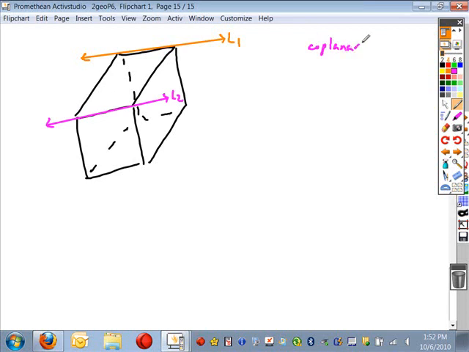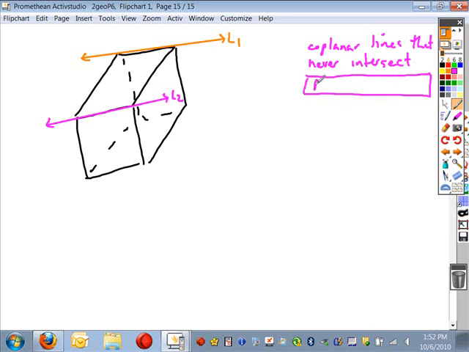Okay. When you look at these lines, if they're coplanar lines that never intersect, then you have what are called parallel lines. Okay, so segments and rays and any portion of a line can be parallel as well, as long as that portion falls on a set of lines that are parallel to each other.